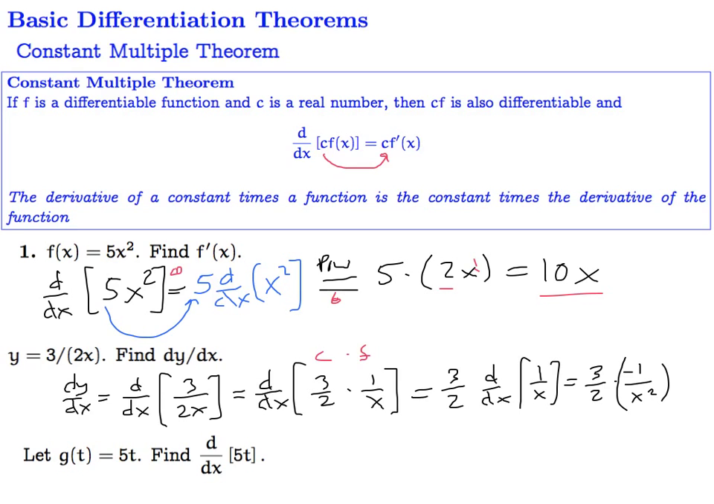So here's our last example from this section. We've got our function g of t equals 5t, and we want to find this quantity. So I want you to take a minute, pause the video maybe, and try to work through what the derivative is here.